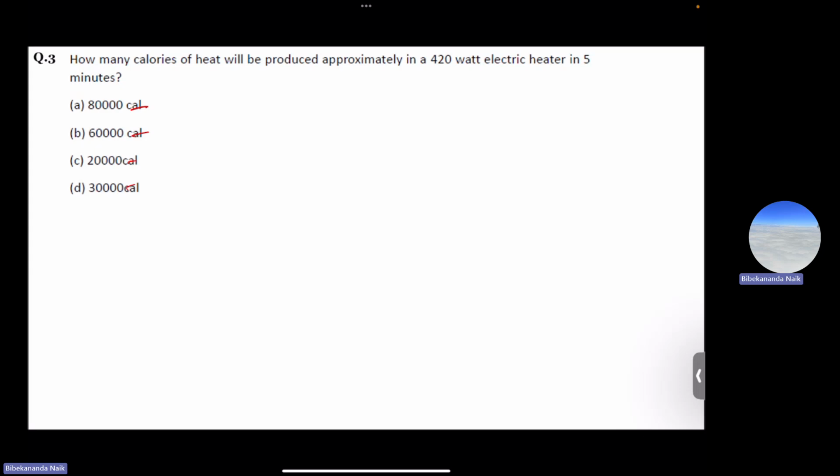So the question says, how many calories of heat will be produced approximately in a 420-watt electric heater in 5 minutes. So when a 420-watt electric heater is running for 5 minutes, what will be the amount of heat produced? So these are the four options. Again, this question is based on the concept of joule heating. So I'll give you a few minutes to solve this question, and then we will discuss the correct answer.